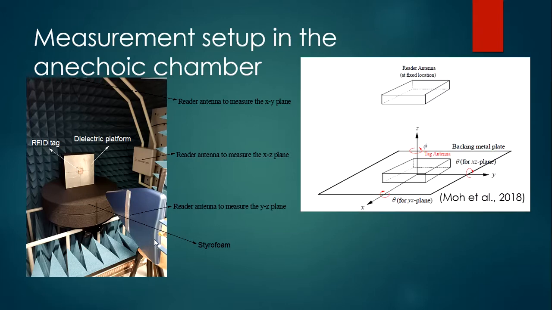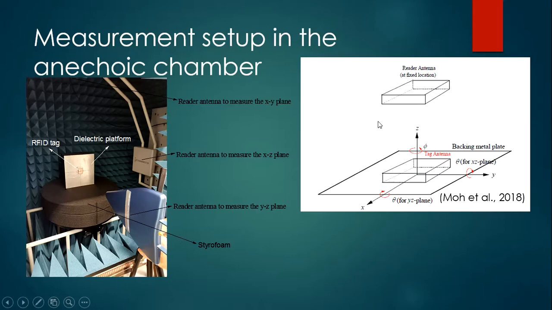So to measure the radiation pattern in the YZ plane, we would like to rotate it around the x-axis. To measure the radiation pattern in the XZ plane, we will rotate around the y-axis. To measure the radiation pattern at the XY plane, we rotate around the z-axis. The reader antenna will stay in a fixed location, just that the tag antenna is rotating.